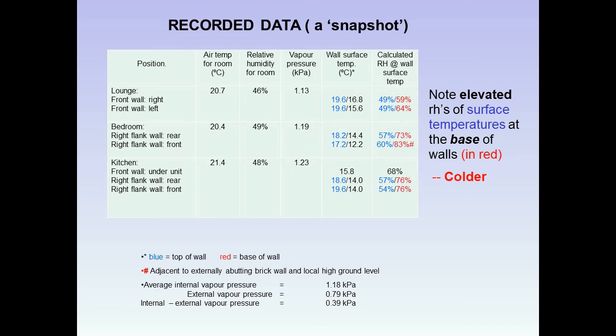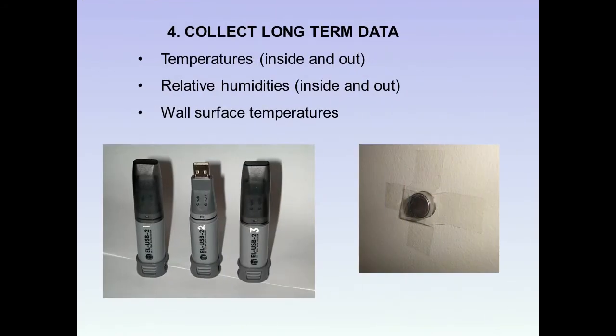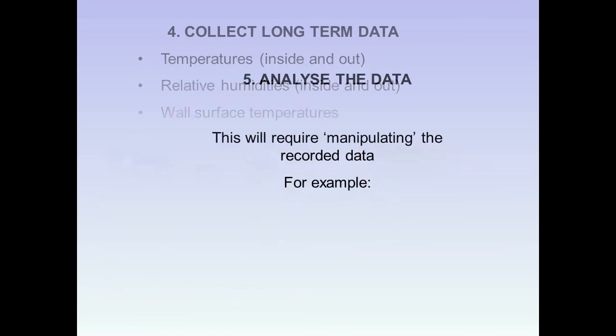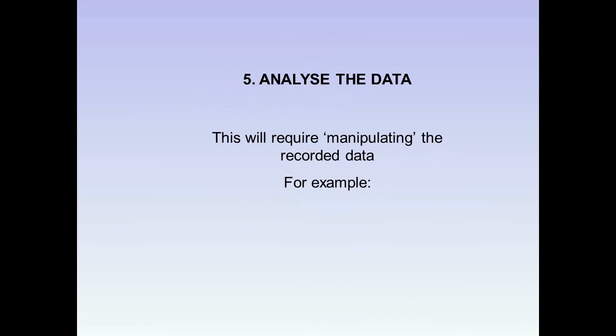And the vapour pressure, we see at the bottom, differential vapour pressure, internal minus external, was very good. It was 0.39. But again, I'll emphasise, note the elevated relative humidities at surface temperatures at the base of the walls. They are colder, hence the relative humidity. We can collect long-term data: temperatures inside and out, relative humidities inside and out, wall surface temperatures, and we've seen how to do this earlier on. And we need to analyse the data. It needs to be appropriately manipulated.